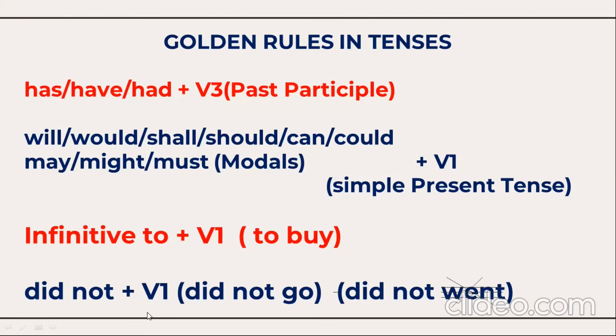Then did not. After did not, the verb should always be in the present form, like did not go, did not eat, did not sleep. It should not be in the past tense. For example, did not went is wrong. Did not go, did not come, did not study, did not bring, did not buy. Look here, there's no second form, no s, no es, no ed, no en. So these are the three important golden rules which will help you to solve the questions in the examination with reference to the tenses or fill in the blanks with the correct forms of the verbs.